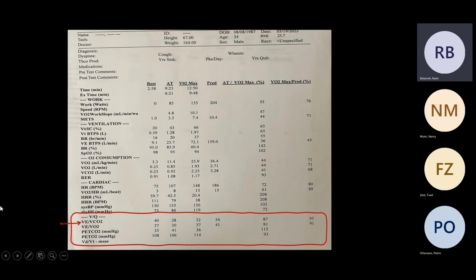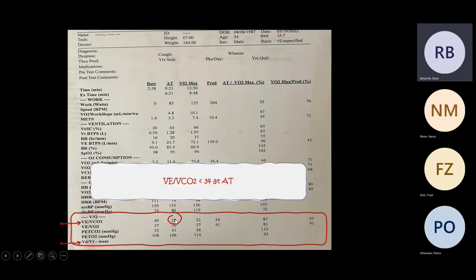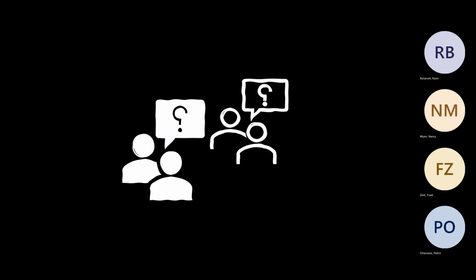If your VE/VCO2 is going down, which is normal, and it's less than 34, that's normal, so your VD/VT should go down as well. Look at the first row, which has the VD/VT, at rest and at the anaerobic threshold. At rest it should be around 0.4, and it should go down to 0.2. So the VE/VCO2 is going down and the VD/VT is going down, and that's normal.